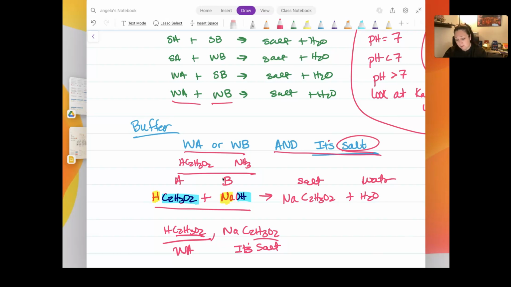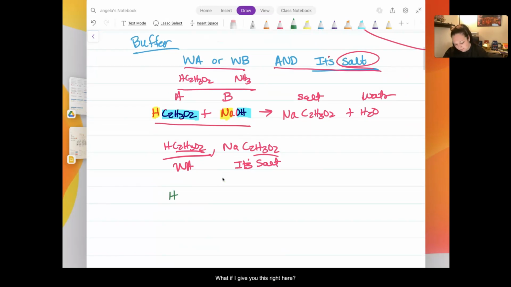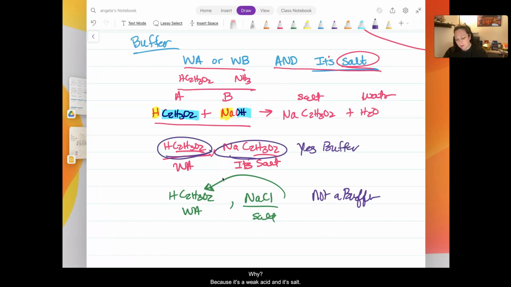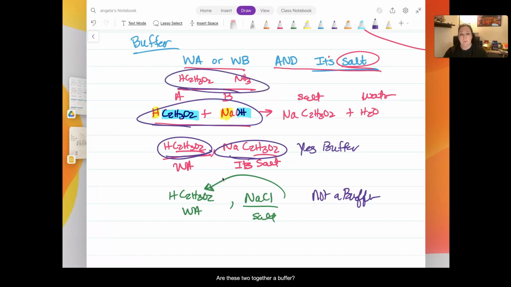So how about this one? What if I give you this right here? Weak acid and NaCl. Well, is NaCl a salt? Yes, NaCl is a salt. We know that. Is it its salt? The answer is no. So this one, not a buffer. This one, yes, it's a buffer. Why? Because it's a weak acid and its salt. Are these two, just those two together, a buffer? No, that's an acid and a base. Are these two together a buffer? The answer is no, it's just an acid and a base.